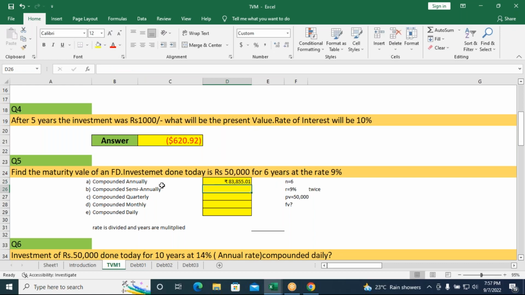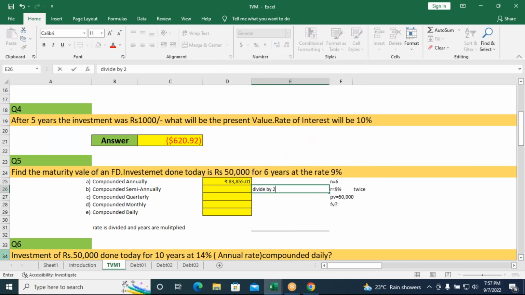So now this is for annually. What we saw till now was annually calculated. If it is semi-annually, it means in a year we are going to do it 2 times. So first I will divide the rate by 2, which means 4.5 and 4.5. The rate of interest will be given twice, so 9 will be divided into 2, which will be 4.5 and 4.5.